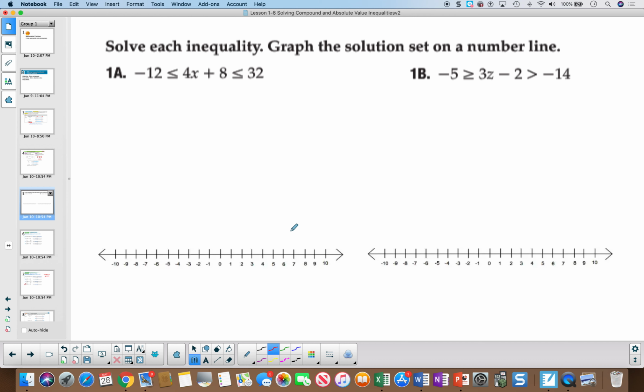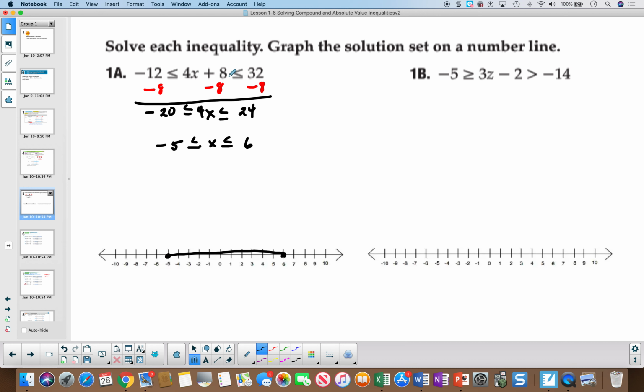Let's go ahead and do a problem again. So I'm going to subtract 8 on both sides. I'm showing you the subtracting 8. Most of the time I don't write this out. I just do it in my head. And so this is going to be -20 less than or equal to 4x, which is less than or equal to 24. Now I'm going to divide everything through by 4. Dividing by 4 does not change the inequality, so this is going to be -5 less than or equal to x, which is less than or equal to 6. So I'm going to have a closed circle at -5, a closed circle at 6, and I want all the values between. This is typically what an and looks like.